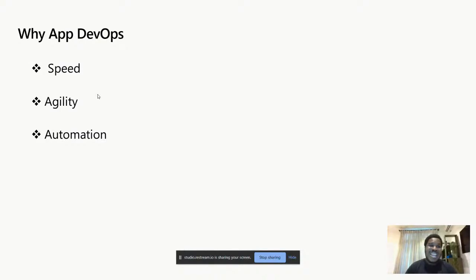And those things pretty much answered the question of why we include DevOps in our application deployment process, so to speak. Before I go further, I want to highlight why people keep seeing app DevOps everywhere. This talk focuses on the application side of things.